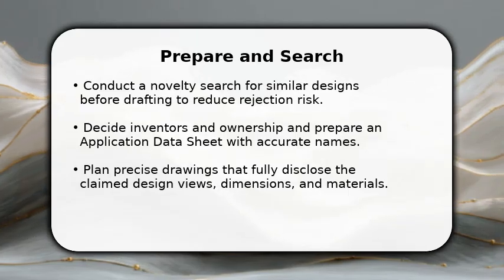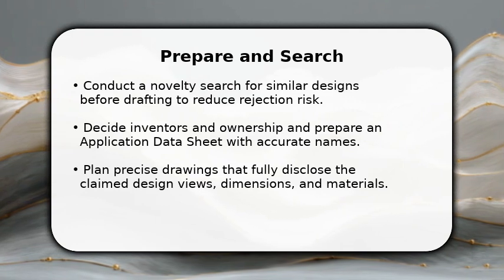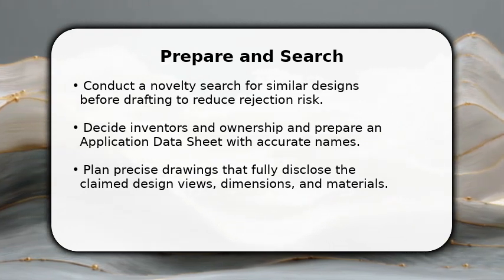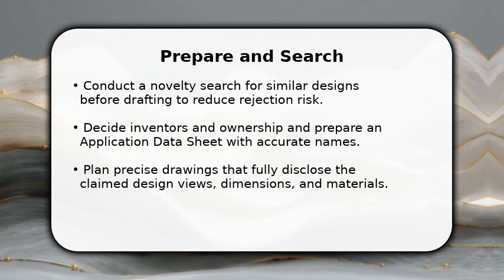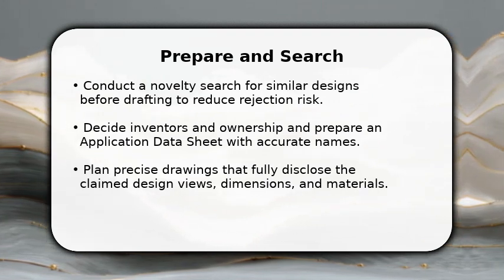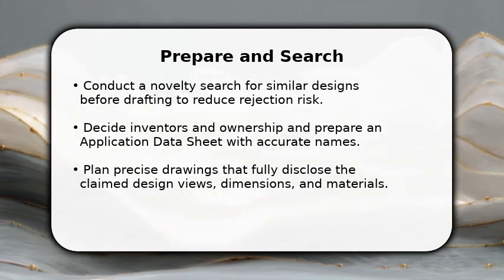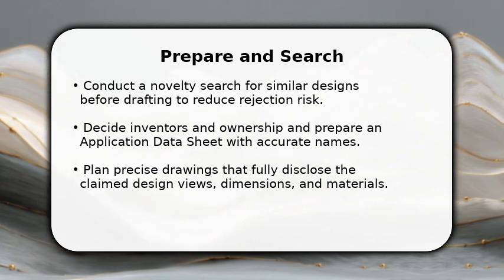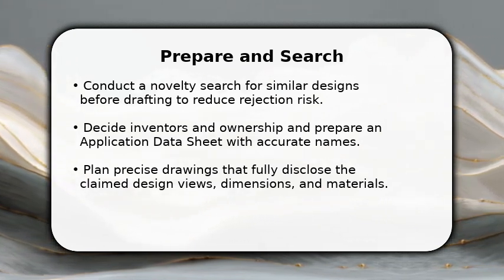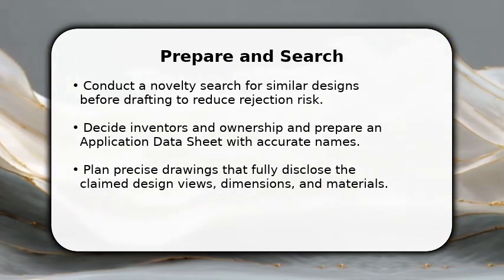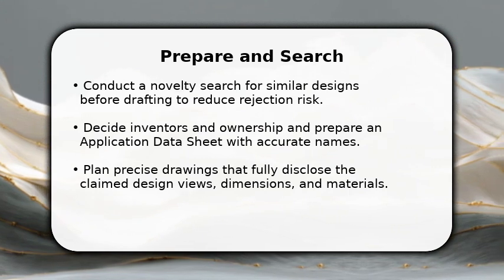Start by conducting a thorough novelty search for prior designs in patents and commercial products to reduce rejection risk. Use USPTO and design databases and save search reports. Next, confirm inventors, ownership, and assignment details, and prepare an application data sheet with exact legal names and addresses. Finally, plan the required drawings.